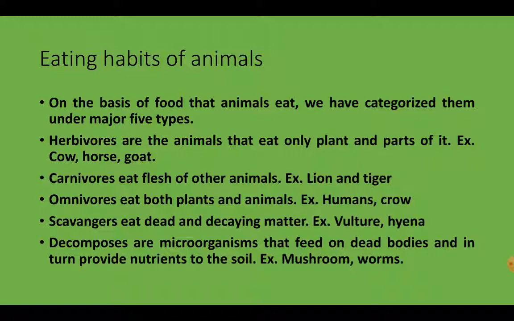You might have seen that all these small microorganisms grow on the dead and decaying matter, and within a few days the dead and decaying matter decomposes. It is all because of these mushrooms and worms. Hence the scavengers and decomposers are called sweepers of the forest, as they help in cleaning the jungle.